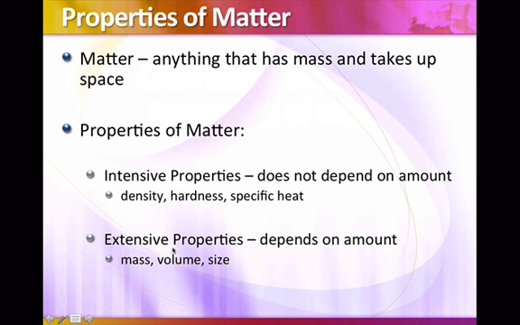Extensive properties depend on the amount. It matters how much matter you have. Mass definitely depends on whether I have 10 grams, 100 grams, or 1,000 kilograms. Mass is dependent on the amount of matter or the sample size that you have. Volume is the same way. Size is the same way. All of those things are going to change depending on the amount that you have. Make sure that you understand the difference between those two.